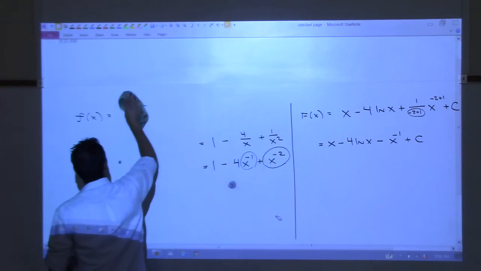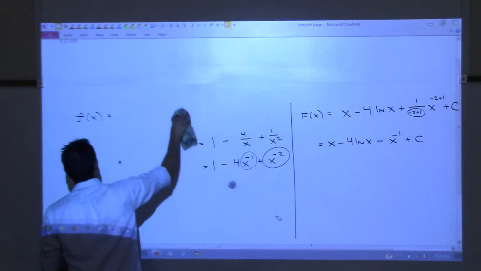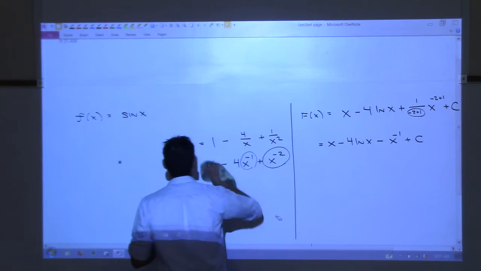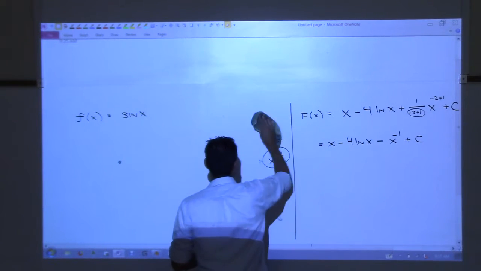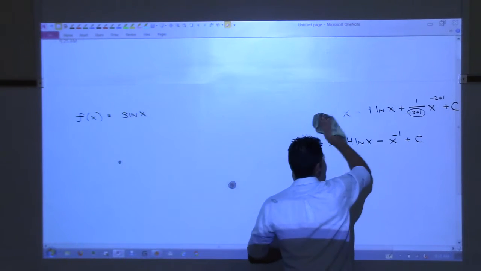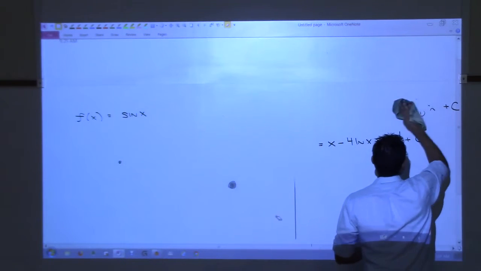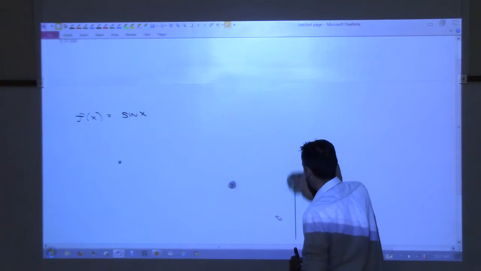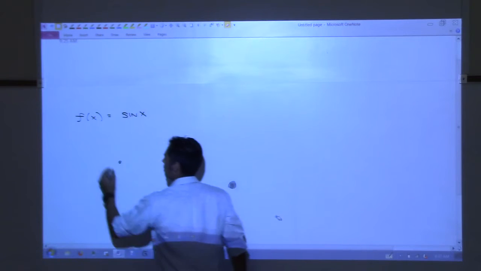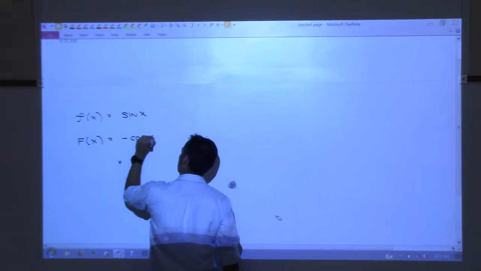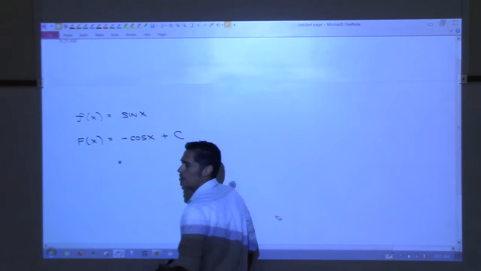Okay, how about this? I know you all know what the derivative of sine is, but what's the antiderivative of sine? So what do you take the derivative of to get sine? Negative cosine of x plus c.